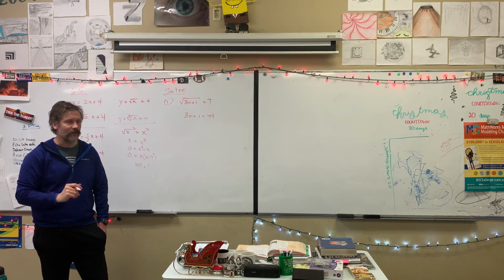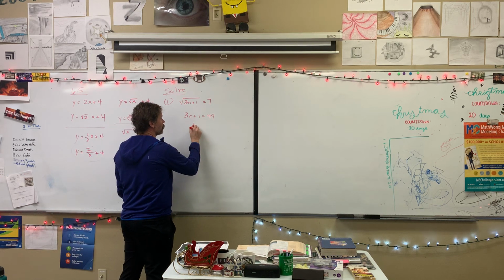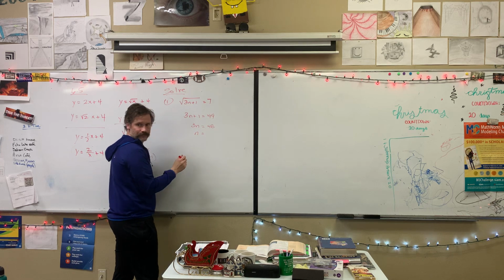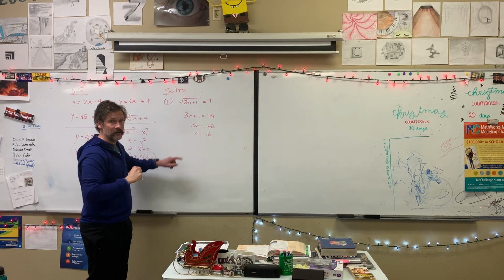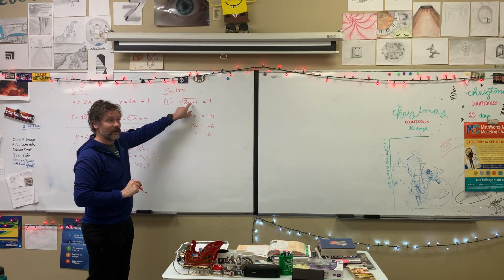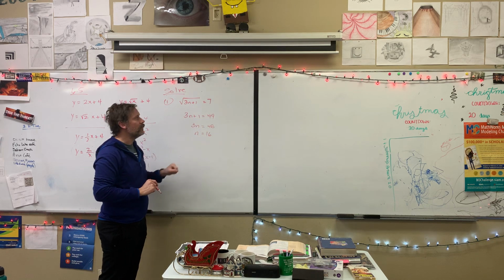So if you're squaring both sides, you would just go like this. Subtract the 1 over, 3n is equal to 48. And n is equal to? 16. Now, it would be worth plugging in and checking, and you plug that back in. 3n, 3 times 16 is 48. 48 plus 1 is 49. Square root of 49 is 7. 7 is equal to 7.